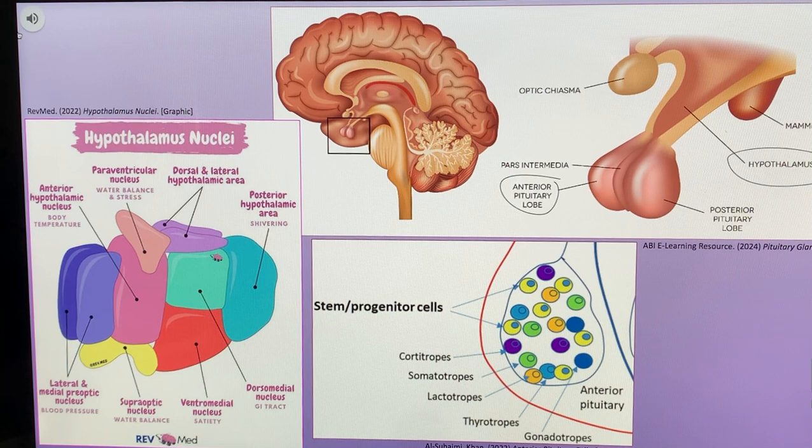In step 2, TRH stimulates thyrotropes, which are cells in the anterior pituitary gland. The thyrotropes then release thyroid-stimulating hormone, or TSH.